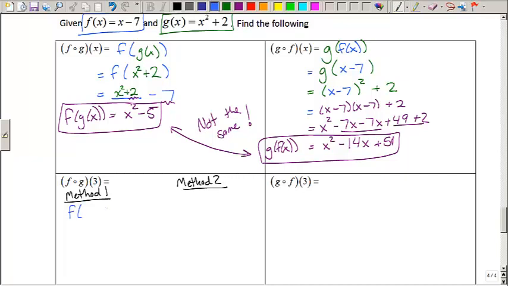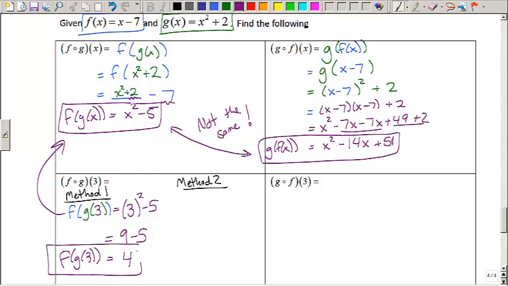To find f of g of 3, I can use my function that I just found, f of g of x, to find f of g of my new value 3. When I use the function that I just found, all I have to do is replace x with the 3. So in this case, I have x squared minus 5, and when I replace x with 3, I'm getting 3 squared minus 5, which gives me 9 minus 5, or 4. Therefore, f of g of 3 is equal to 4.